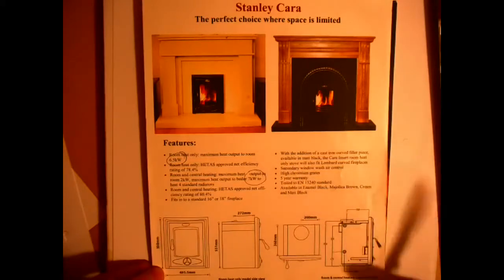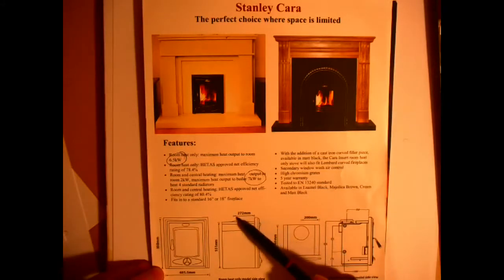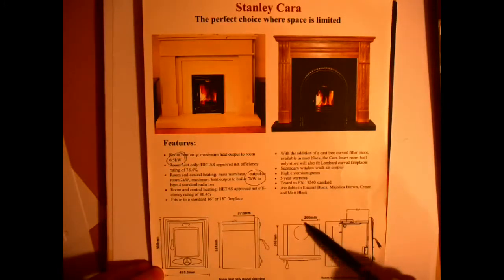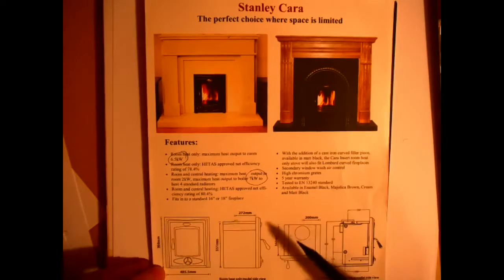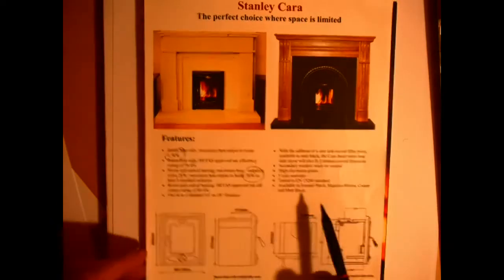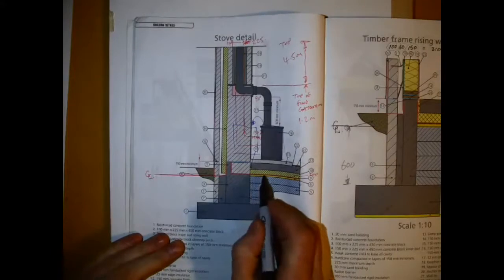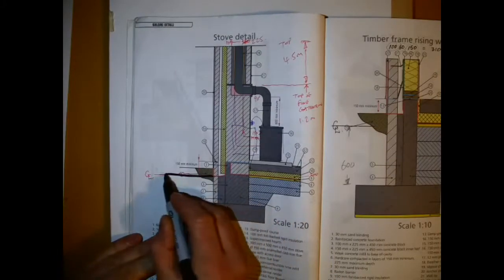You can see here a similar kind of setup. This one is different. It's an insert, and you've got two types here. One is dry, which means it just heats the room. It doesn't do anything else. And the other one is wet, which has got a back boiler.